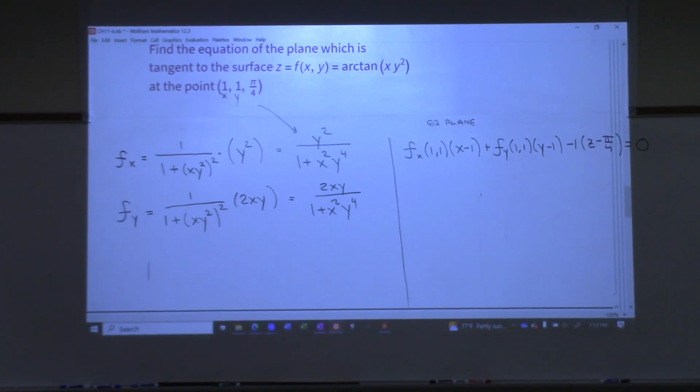Pardon? Why is the normal vector differentiated with minus 1 for z? Let me answer it after. After we finish this problem, I'll address it. The question was, why is the c in the normal vector, why is the z component of it always negative 1? It seems like a natural question that we want to know, right? OK, we'll talk about that in a minute.